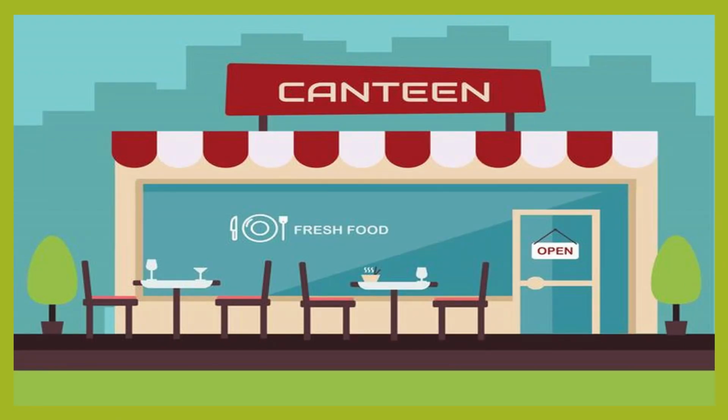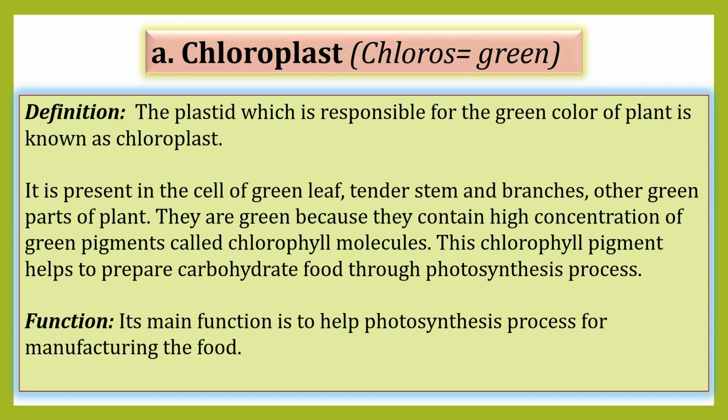Dear students, look at the figure. Here, I have shown a canteen. We know that a canteen provides food for us. Similarly, plant cells have such a canteen-like organelle, which is known as chloroplast, which manufactures food and provides food for plants.